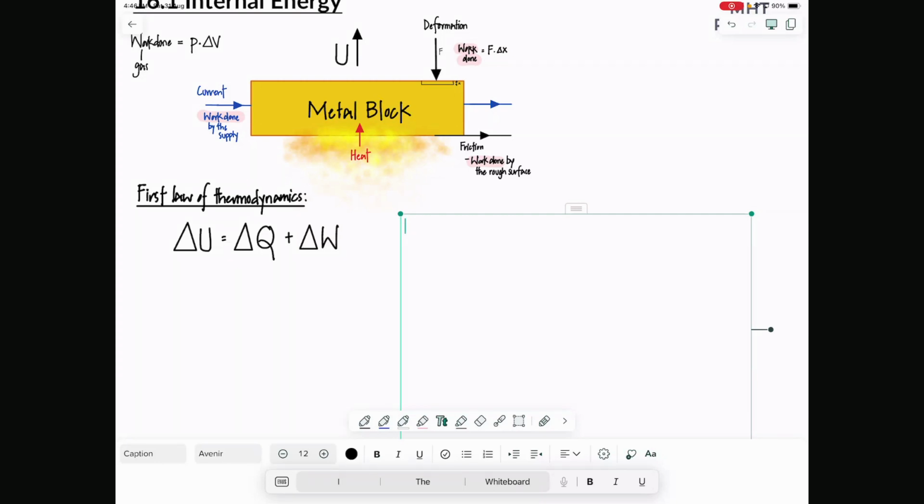Okay, so to increase the internal energy of a material, these are the following ways.